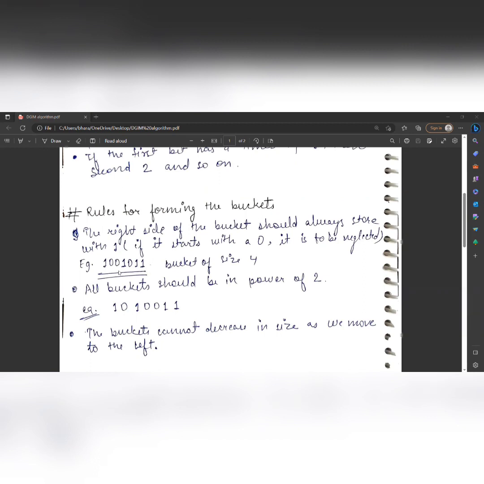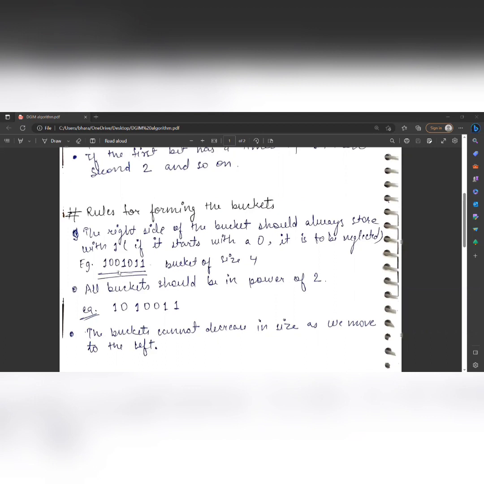And this bucket will be considered a size of 4. Now here the bits are more than 4, but why are we considering it a size of 4? Because the number of ones in this bucket is 4. So basically, the bucket size is the number of ones present in that bucket.